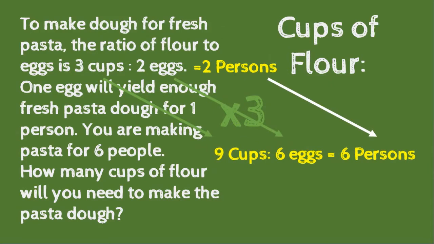Therefore, we can just multiply. 2 times 3 is 6 persons. 2 eggs times 3 would equal 6 eggs, and 3 cups times 3 would be 9 cups.